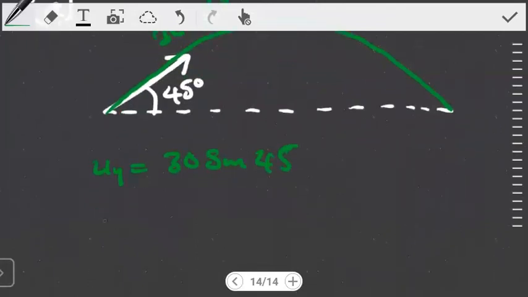So using this in the y-axis, I can say the final velocity in the y-axis equals the initial velocity in the y-axis plus acceleration in the y-axis times time.